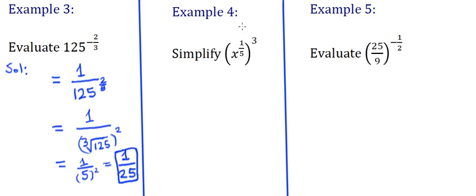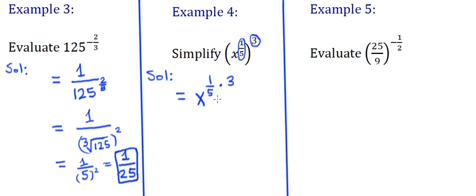Let's take a look at example number 4. They say now simplify x raised to 1/5, all that raised to the third power. Solution. Here, first I'm going to apply the power rule, the one that says that if you have two exponents, one right next to the other, then you just have to multiply the exponents, right? Whatever they are. 1/5 must be multiplied by the number 3.